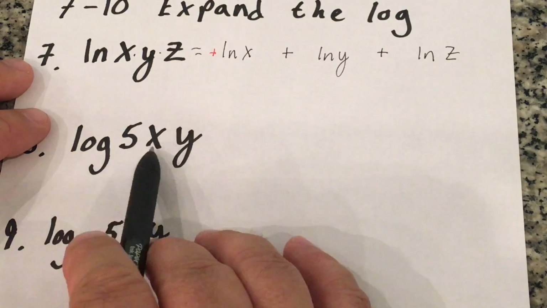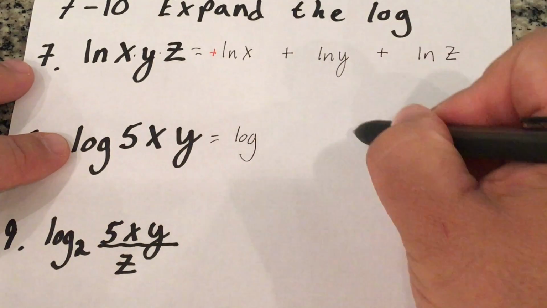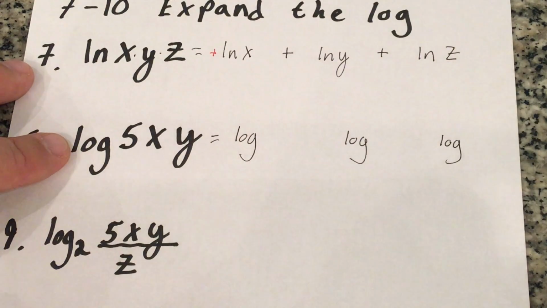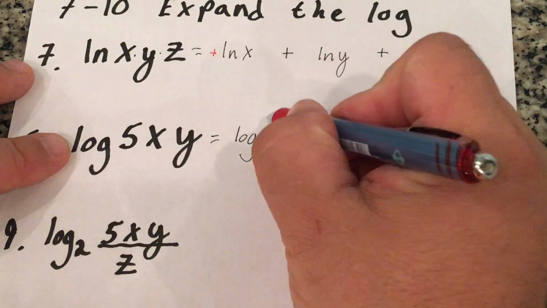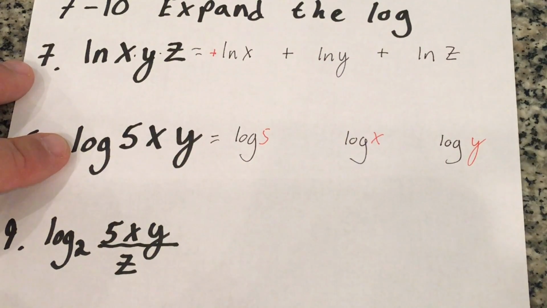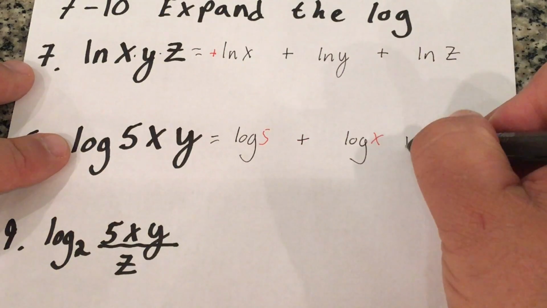Notice I have three items, 5xy, so I'm going to write the word log 3 times. Log, log, log. 5xy. And notice again, I'm multiplying everything, so they each get a plus sign.